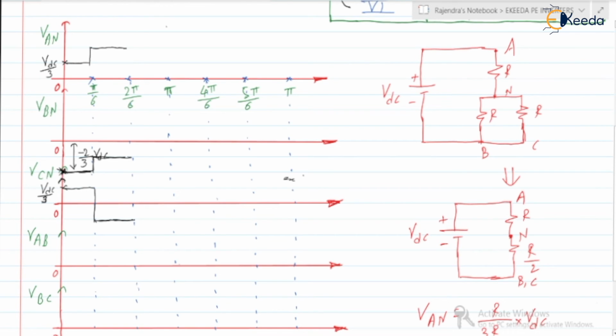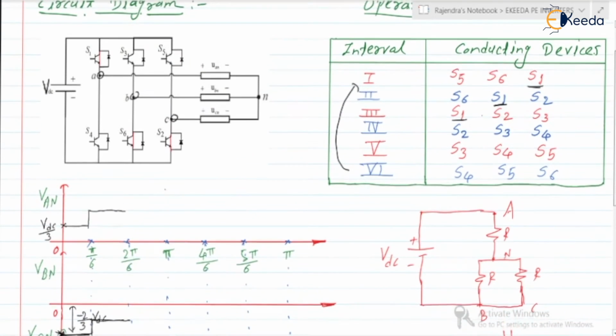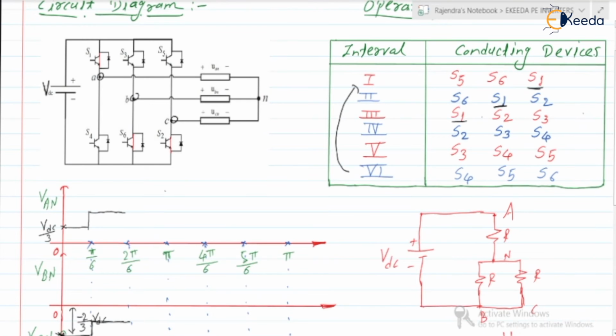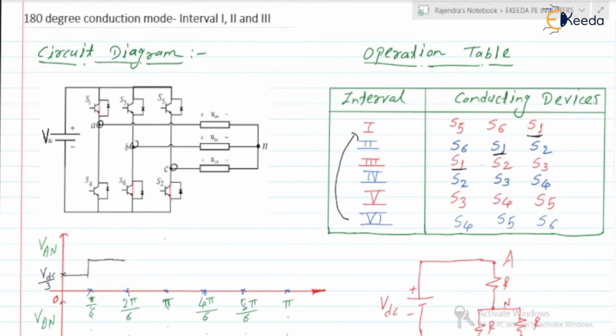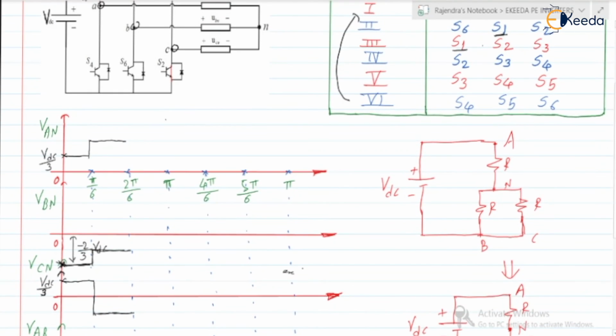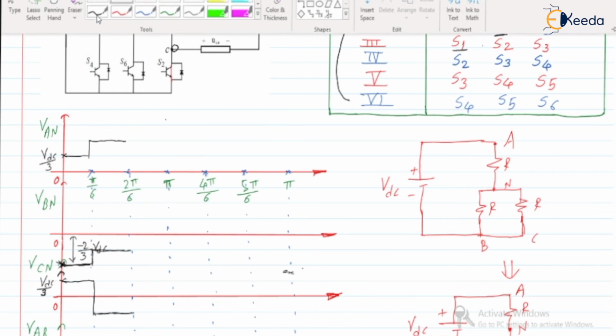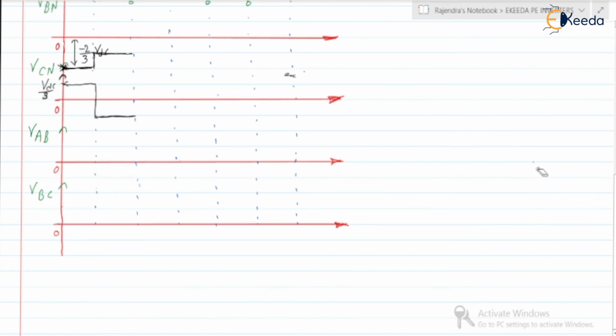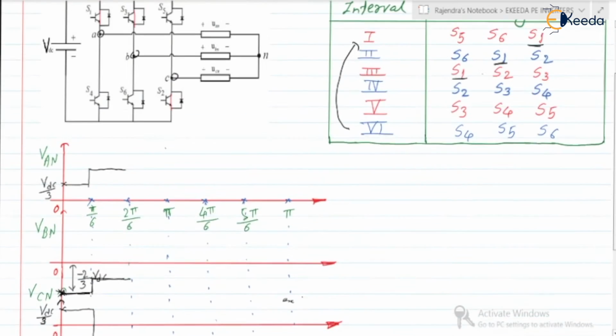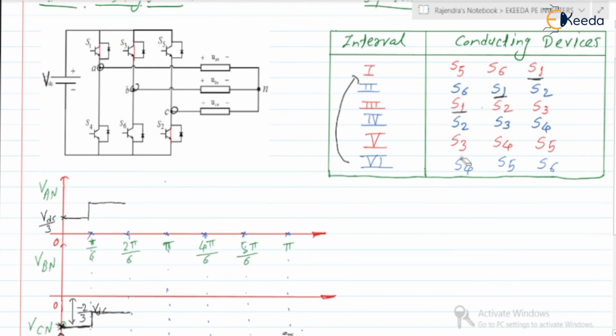Similarly, can we check for the third interval? Yes, we can. S1, S2, S3 will be in the on state. So S1 is in the on state, S6 is off now, S2 is in the on state. So if you check, S1, S2, S3 are in the on state. Further we can draw the equivalent circuit.